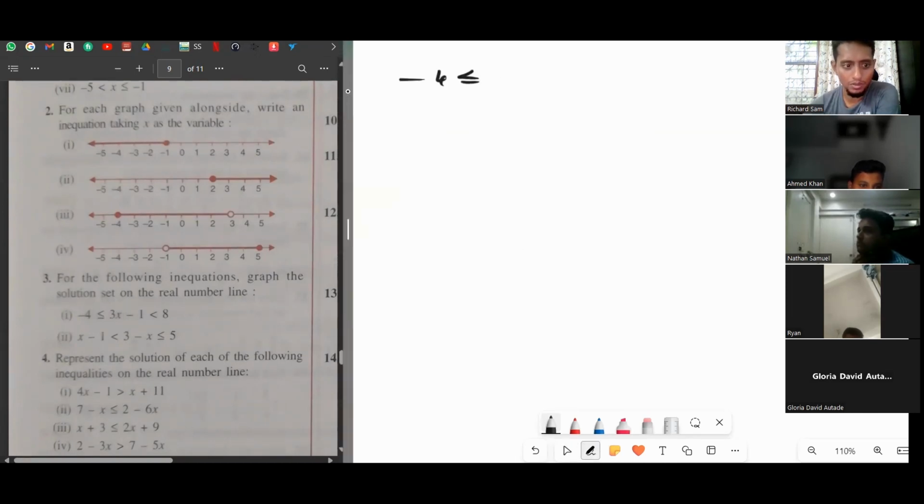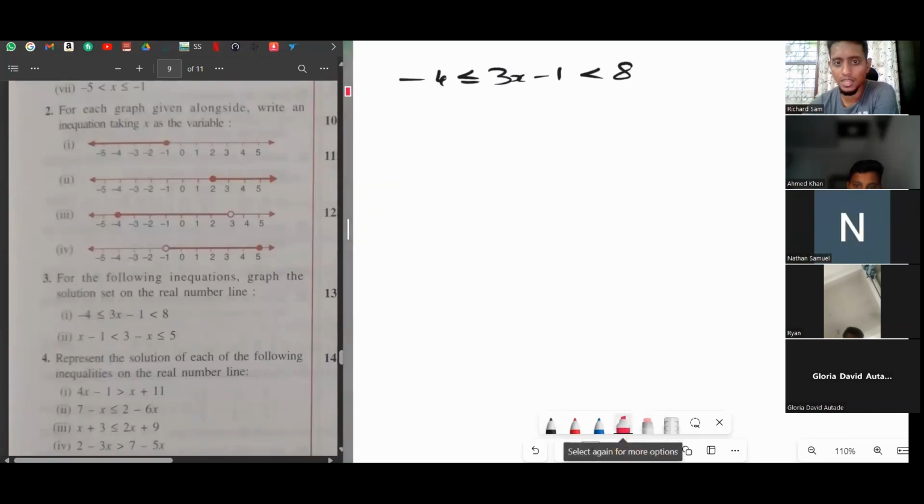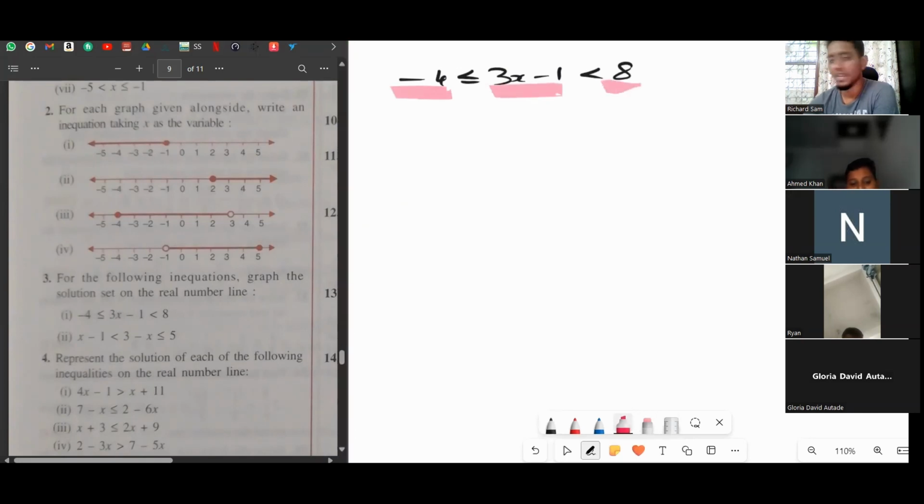-4 less than equal to 3x minus 1 less than 8. Okay. So here they have 1, 2, 3. There are 3 parts here. In all the questions that we did now, there were how many parts? There were just 2 parts, left side and then right side. But now here you have 3 parts.